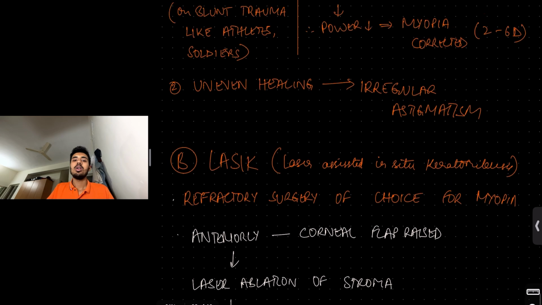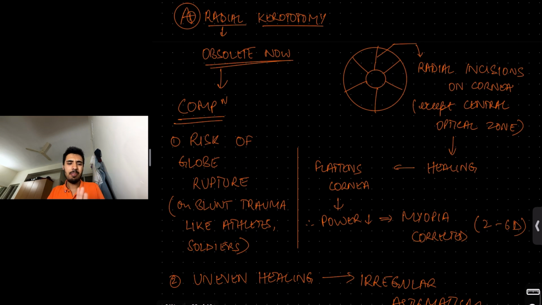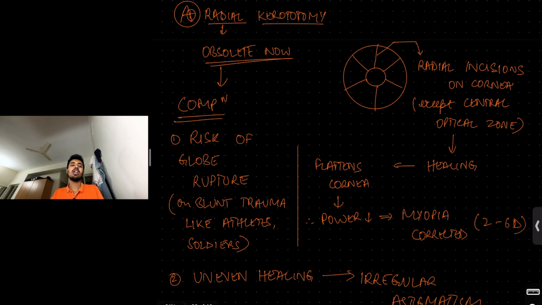Now, I've written for radial keratotomy and LASIK just 3 mark, very simple answers. I've not gone too much in detail. If you'd like to know it in detail, then please read the book. This video is not going to be of much help. Radial keratotomy is not done nowadays. It is a refractory surgery that used to be done for myopia.